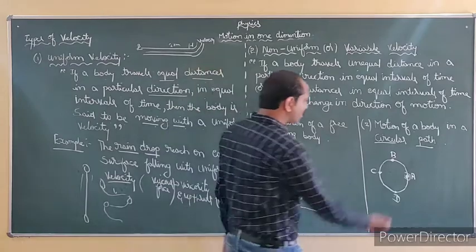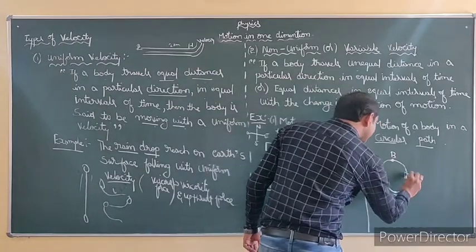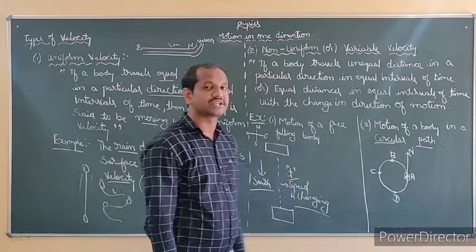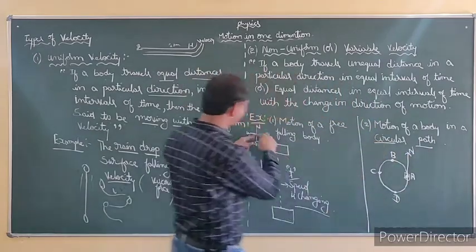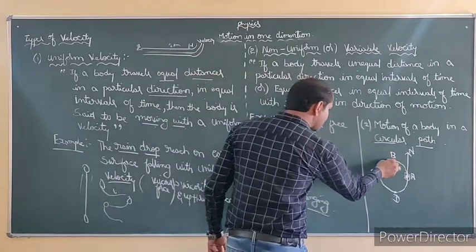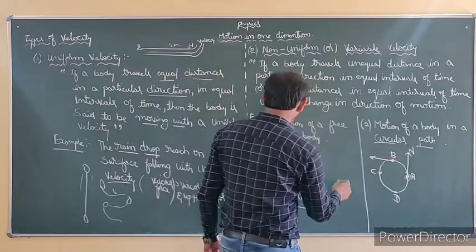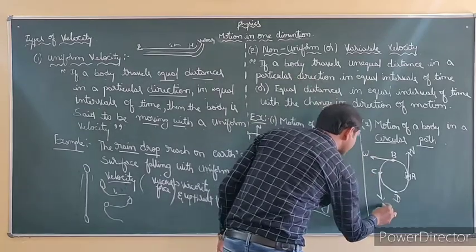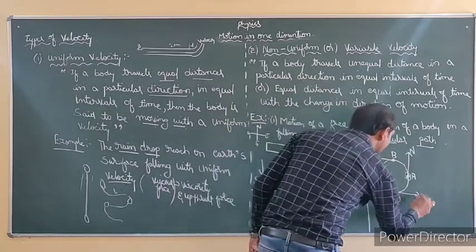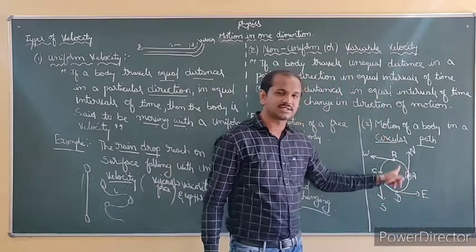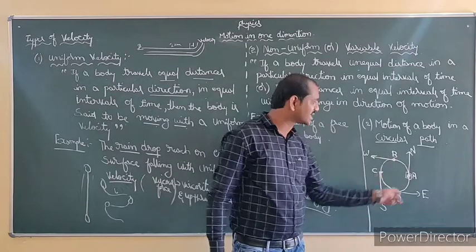Now when the body is at A, it is in the direction of north. You know that according to a map, upwards is north. So when it comes to the B position, it is towards west. When it is at C, it is towards south, and when it is at D, it is towards east. You can see that in all four positions, the direction is changing.